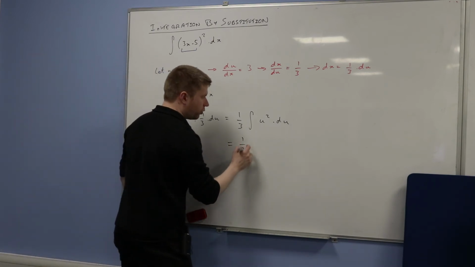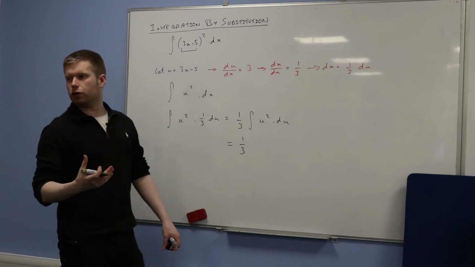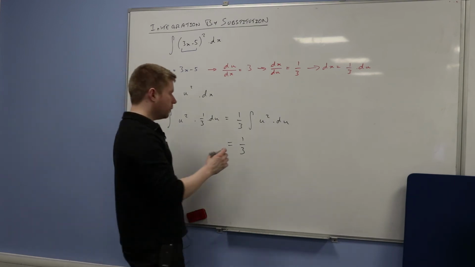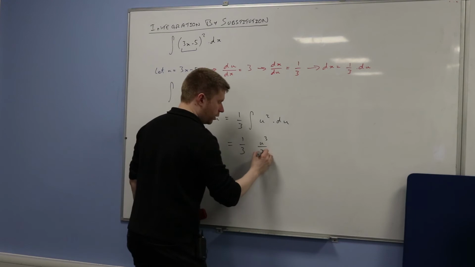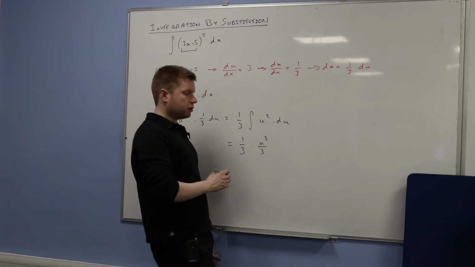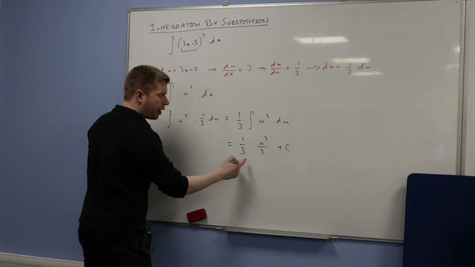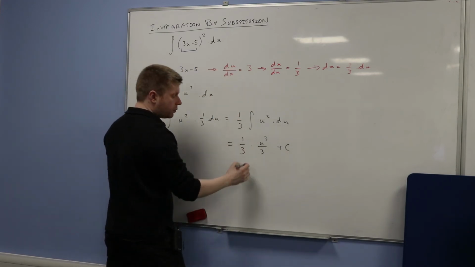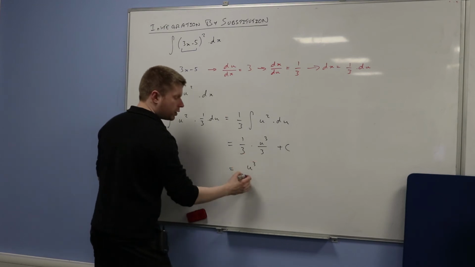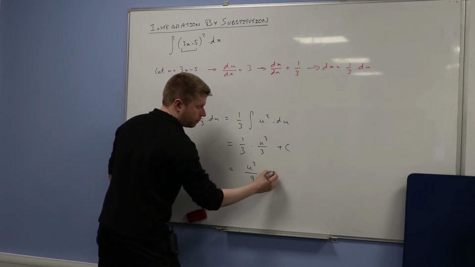So what is the integral of u squared? What is my area function of u squared with respect to u? U cubed over 3. Does that make sense? Yeah? What am I missing? Plus C. Perfect. And then I can just tidy this up. So I get 1 times u cubed, that's u cubed, then 3 times 3, that's over 9, plus C.